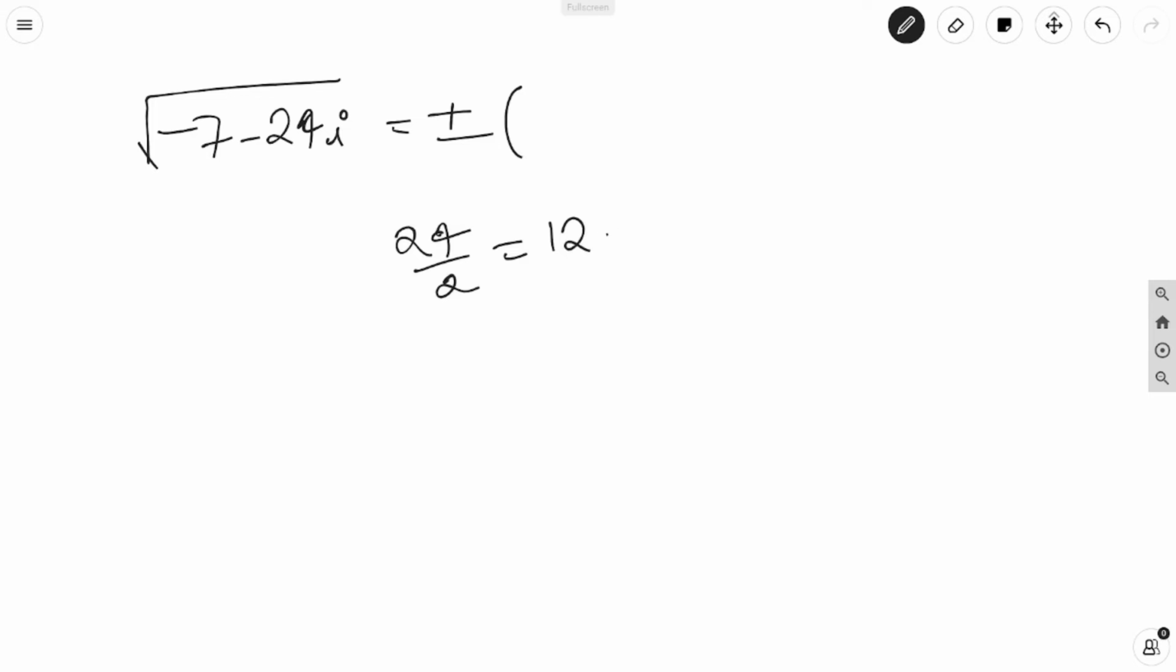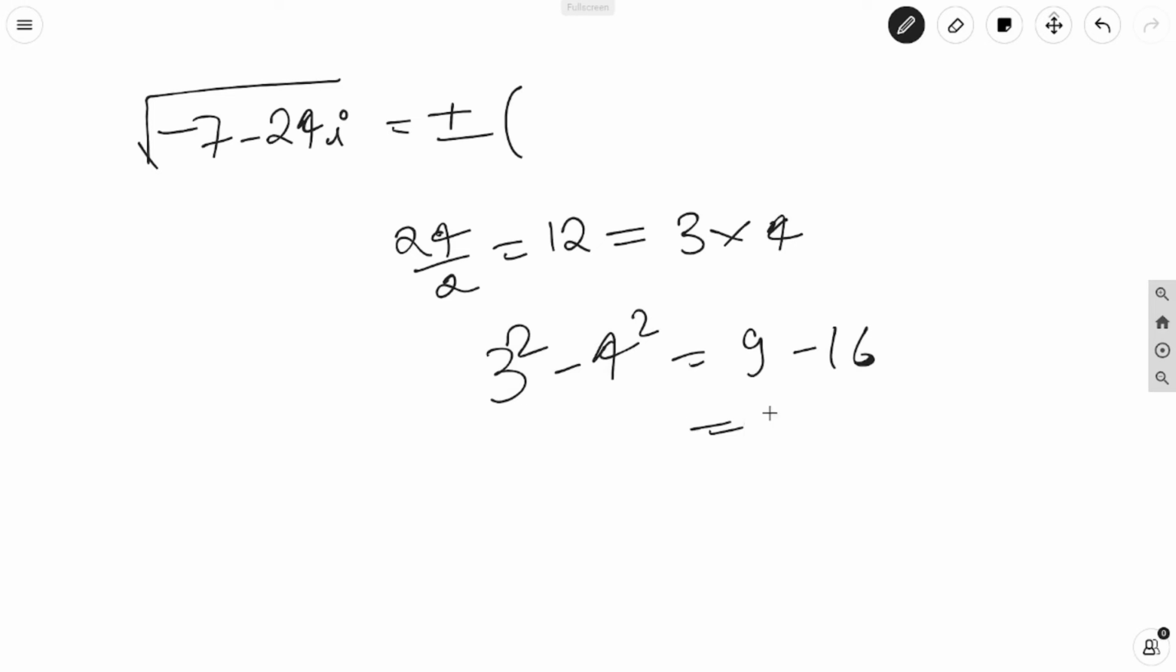Think of two numbers whose product is 12, and we naturally get 3 and 4 in our minds. Now the difference between the squares of these numbers should be minus 7. So how can we arrange these numbers? 3 square minus 4 square, which is 9 minus 16, will return minus 7. So here we get a as 3 and b as 4. So put 3 here, take the sign the same as in the question, minus 4 iota. This is the answer for minus 7 minus 24 iota.